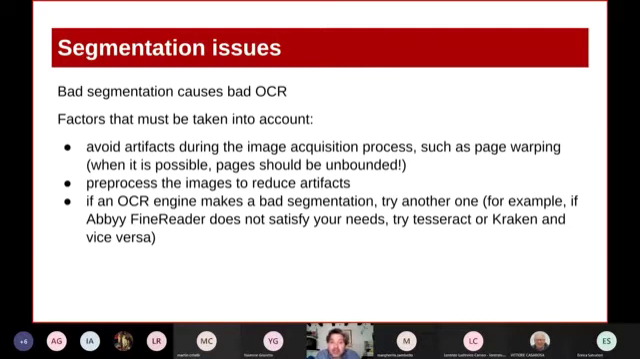Factors that must be taken into account are that you must avoid artifacts during the image acquisition process, such as page warping. When it is possible, pages should be unbound, as I said. Preprocess the images to reduce the artifacts, and if an OCR engine makes bad segmentation, try another one. For example, if ABBYY FineReader doesn't satisfy your needs, try Tesseract or Kraken, and vice versa.